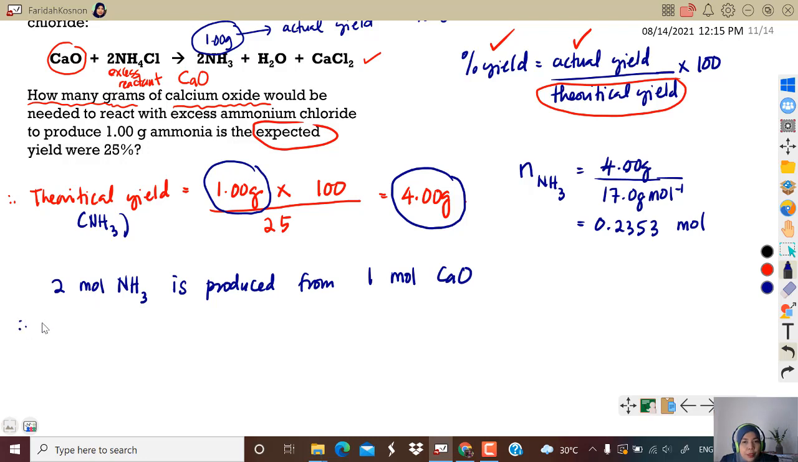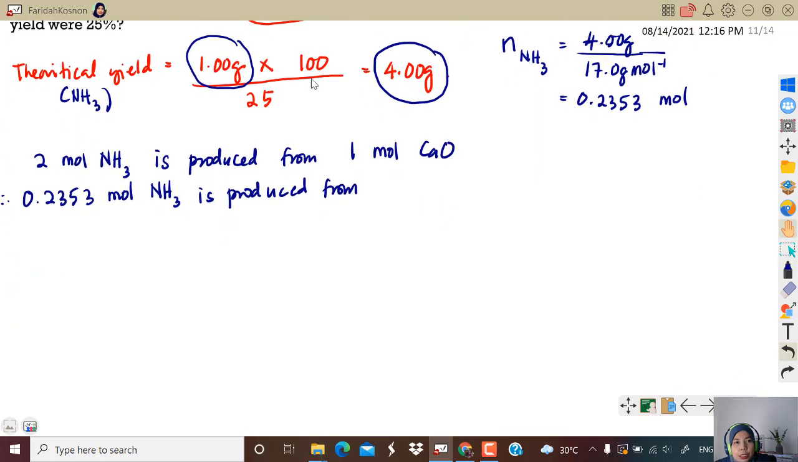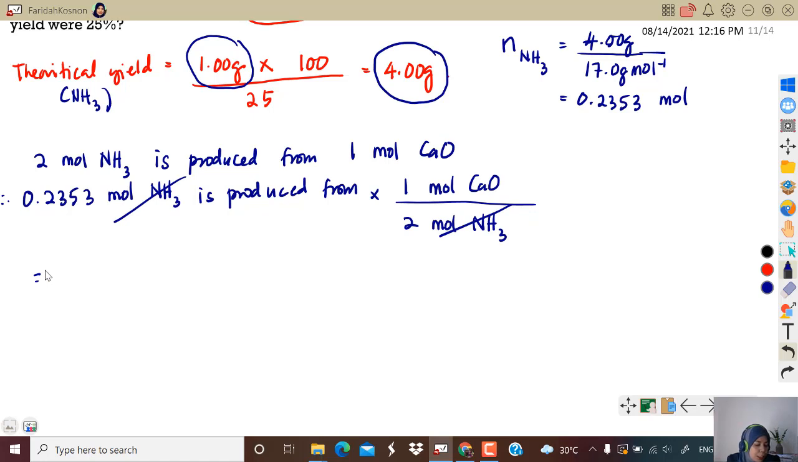Thus, 0.2353 mole ammonia is produced from. So do the stoichiometry ratio. Let me move it up a bit. So what do we do? Divide by 2 mole ammonia, times 1 mole calcium oxide. Cancel out, cancel out.